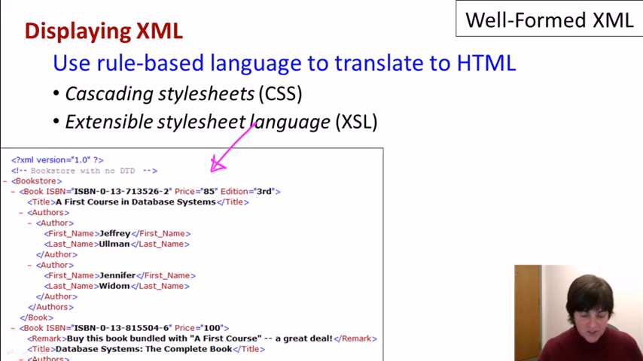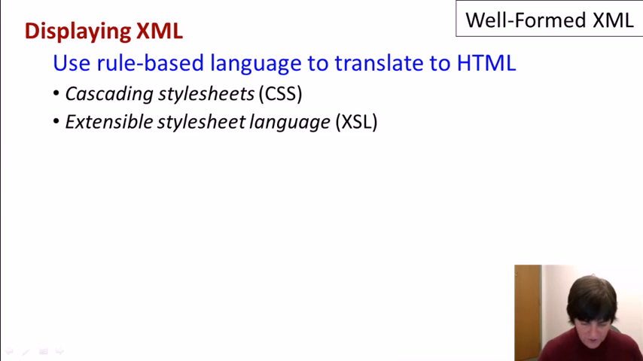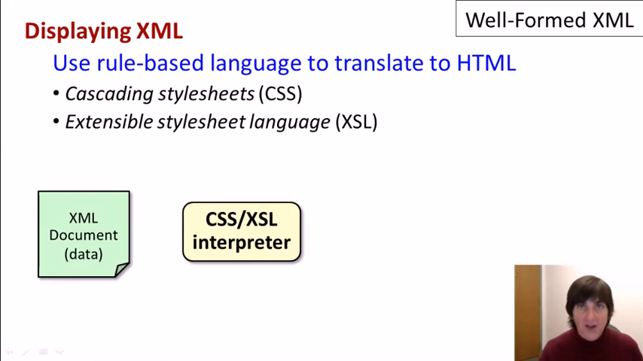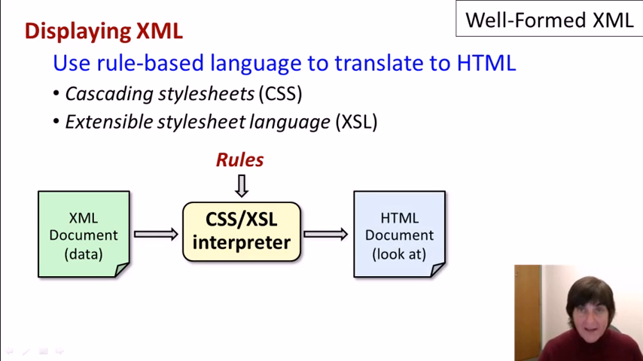A couple of popular languages are cascading style sheets, known as CSS, or the extensible style sheet language, known as XSL. We're going to look a little bit at XSL in a later video in the context of querying XML. We won't be covering CSS in this course, but let's just understand how these languages are used, what the basic structure is. The idea is that we have an XML document, and then we send it to an interpreter of CSS or XSL, but we also have to have the rules that we're going to use on that particular document. And the rules are going to do things like match patterns or add extra commands. Once we send an XML document through the interpreter, we'll get an HTML document out, and then we can render that document in the browser.